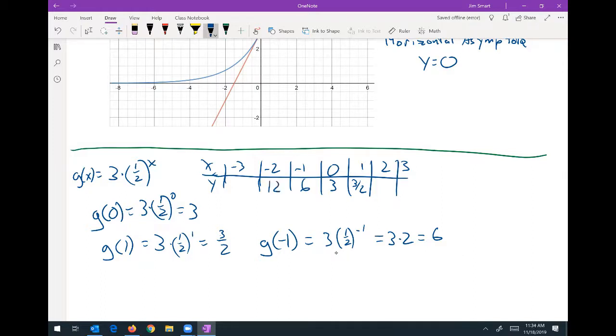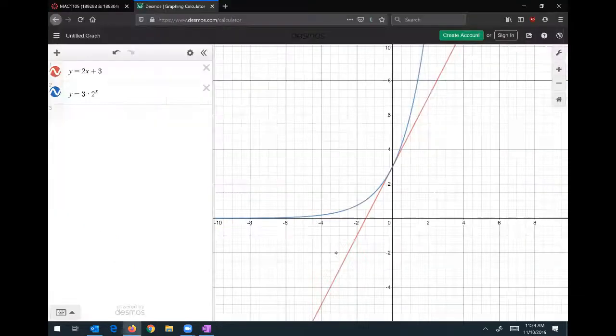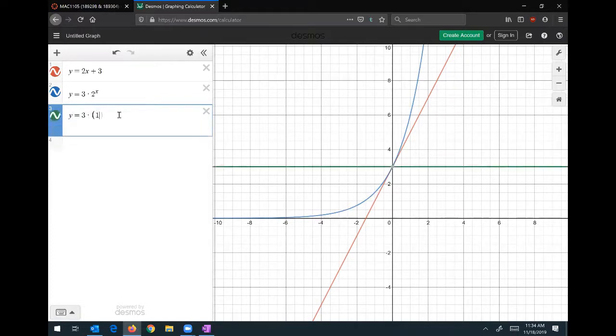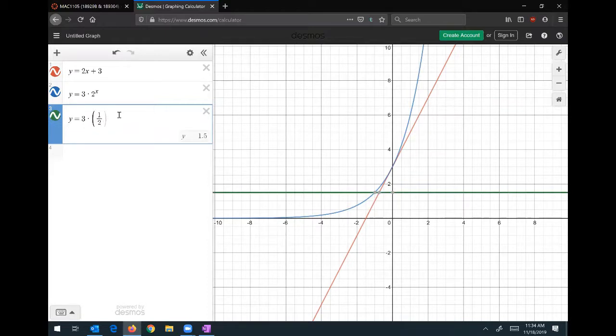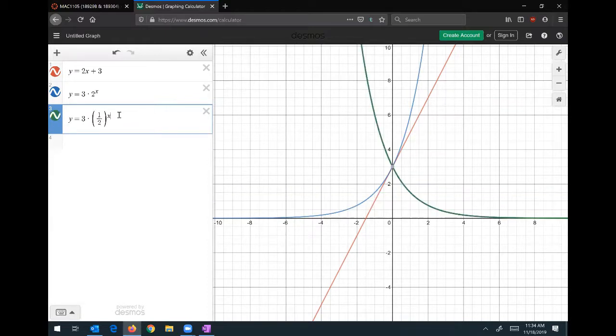All right, so 12, 24 going left, and then going right, 2 would be 3/4, and 3 would be 3/8. So if I draw the graph of this, it's literally going to reverse the direction. So if I do y equals 3 times 1/2 to the x, now the green graph is that graph.